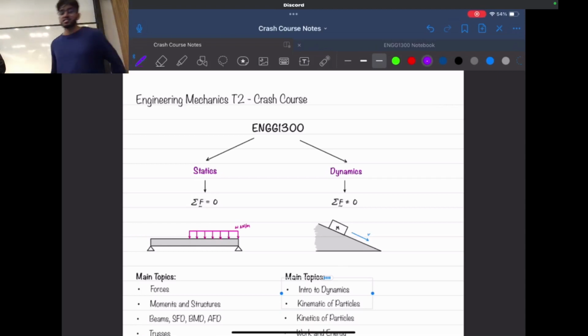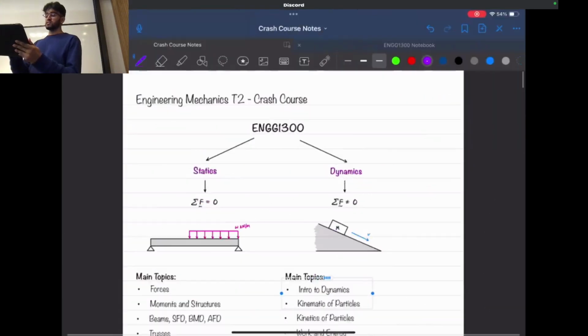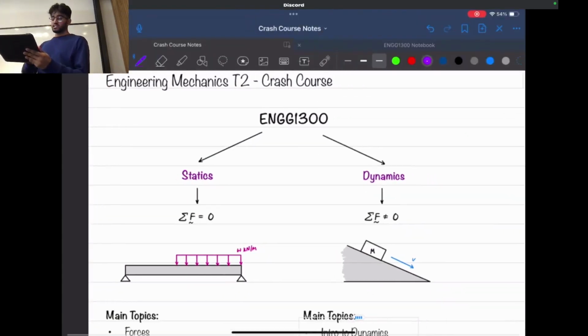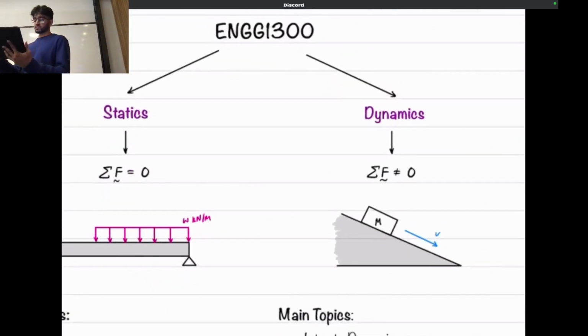Okay, so let's get started. I'll give a brief intro into the whole course first, and then we'll get started with statics, right? ENGG1300 is broken up into two categories, statics and dynamics. In statics, we're pretty much looking at the sum of forces being equal to 0. Dynamics, the sum of forces is not equal to 0. So you're pretty much moving in that case, right?